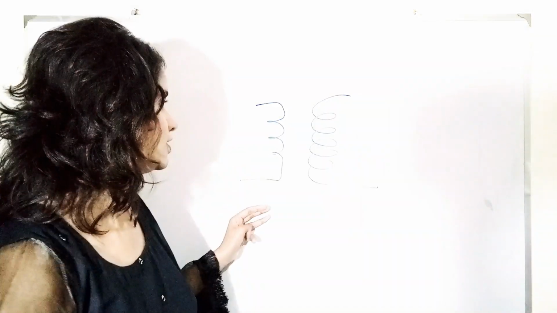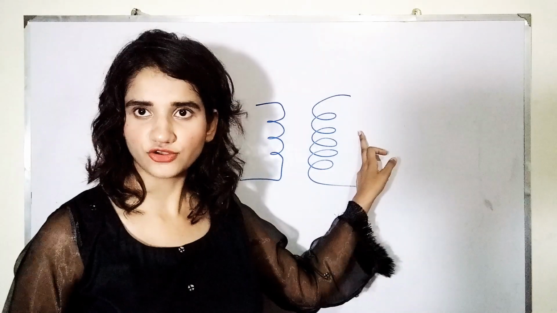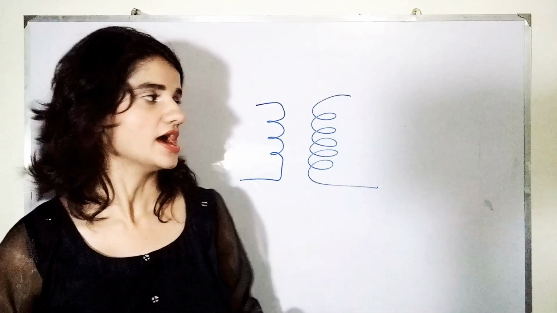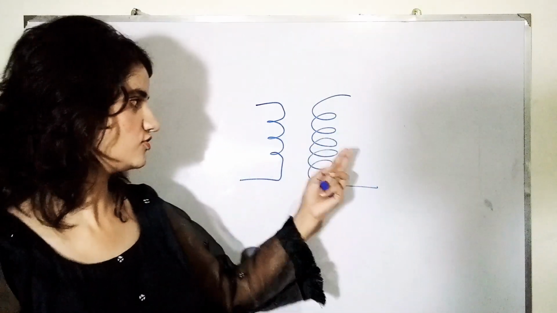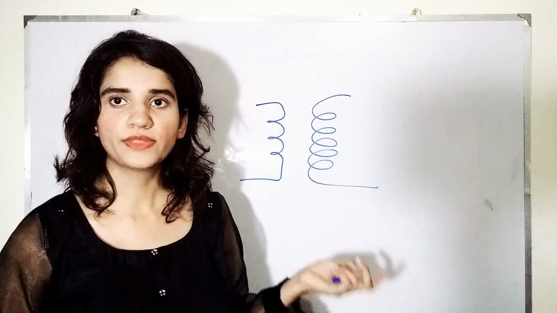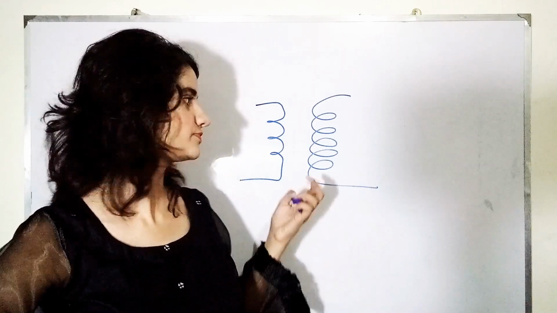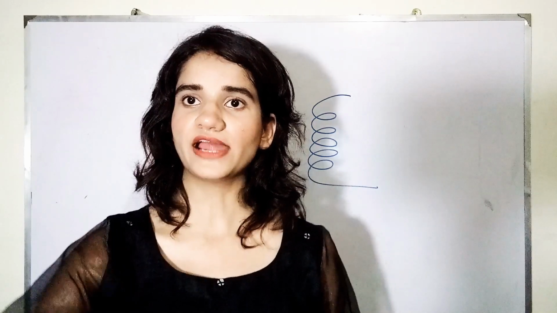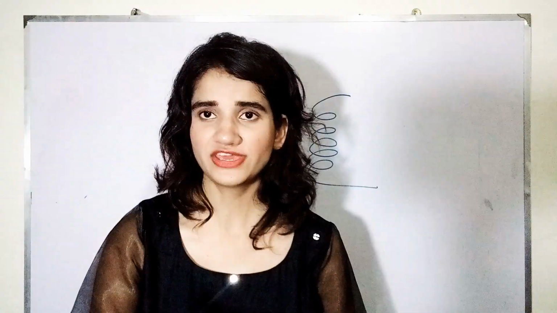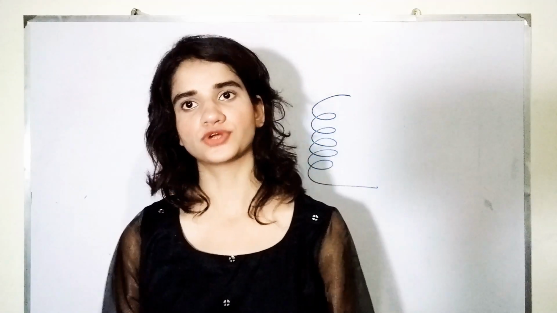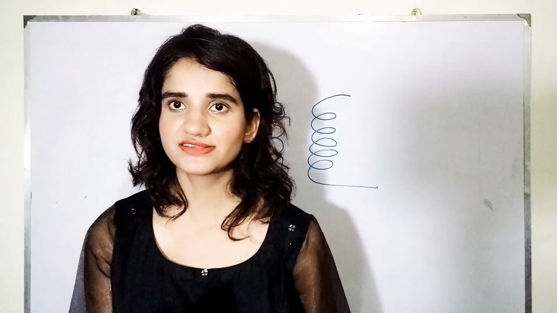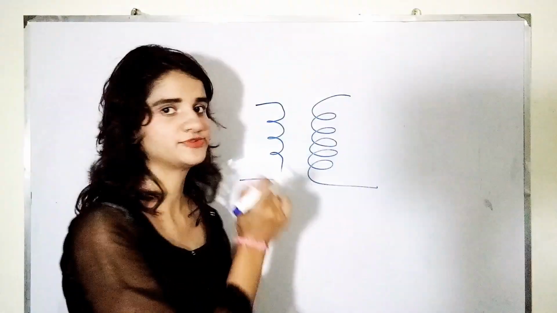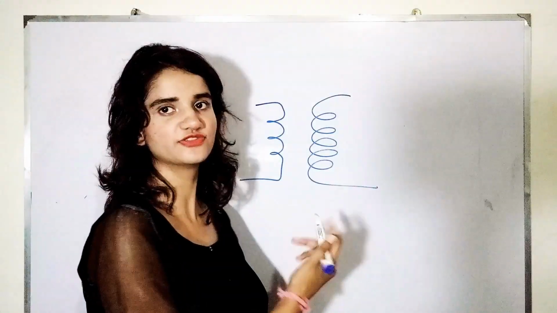If the number of turns is greater in the secondary coil, the EMF induced in the secondary coil would be higher. And if the number of turns in the secondary coil is less, the EMF induced in the secondary coil would be decreased. So that is the function where we can say step up and step down transformer. If we want to increase the voltage or increase the EMF in the secondary coil, we will use the step up transformer, where there would be a high number of turns in the secondary coil.